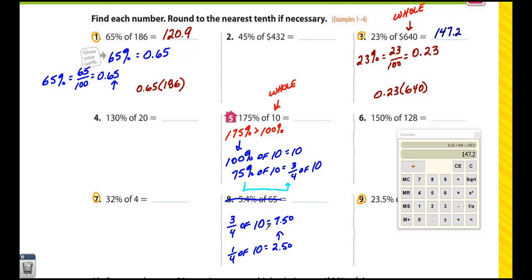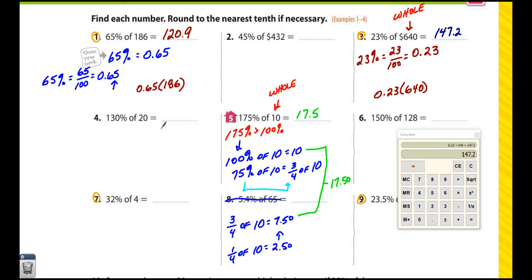Three of them got together and decided they were going to take their money together and buy something. They've got the $7.50. So then to get our 3/4, to get our 175, we just put these two things back together. Our 10, which was 100%, and our 750, which was 75%, and we get 1750. So we get 17.5 is the 175%.